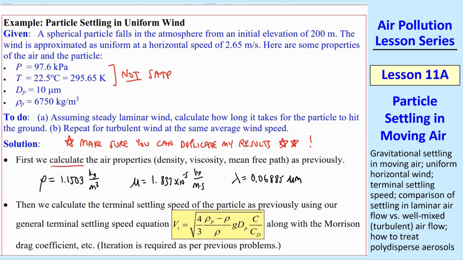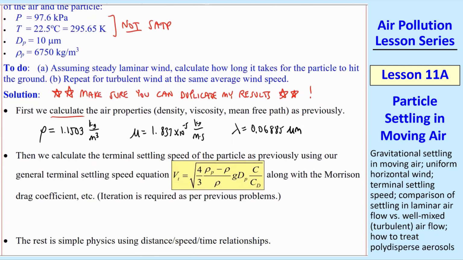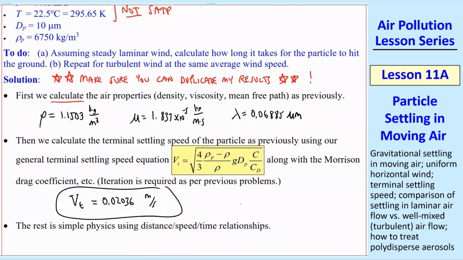As I have been saying all along, you should have all this already programmed in software. Just plug in a given P and a given T and you should be able to generate these. Likewise, for those plus a given particle diameter and density, you should be able to plug into your software for solving for VT. So that's all review. Make sure you get this. VT is 0.02036 meters per second. By the way, if any of you are having trouble programming this, you need to talk to me because, as I promised, you keep using this over and over again, and we're not done yet.